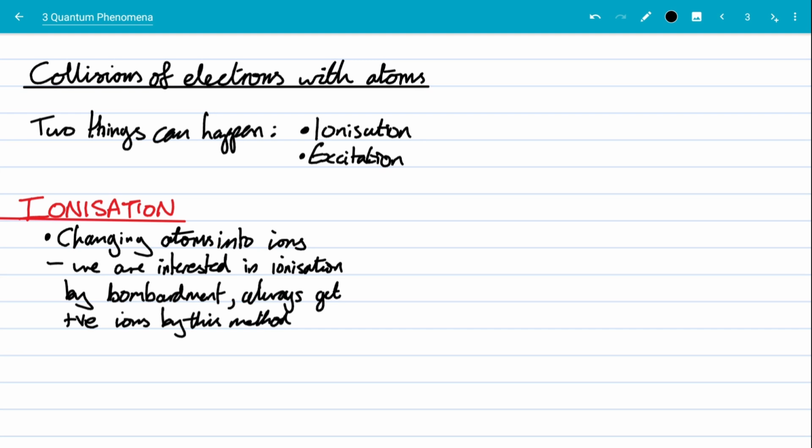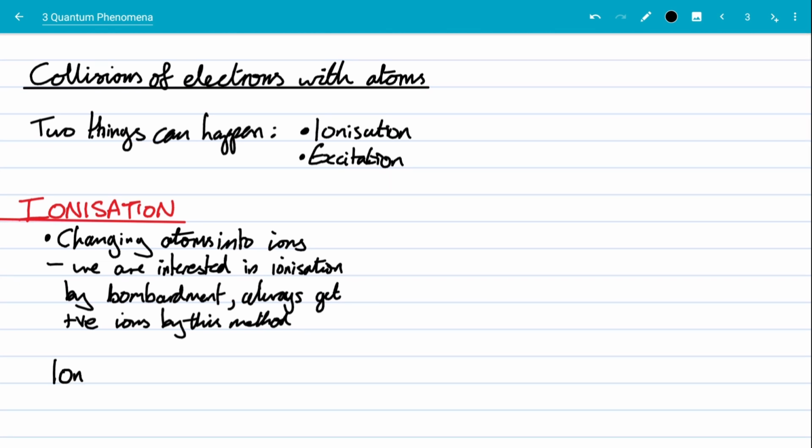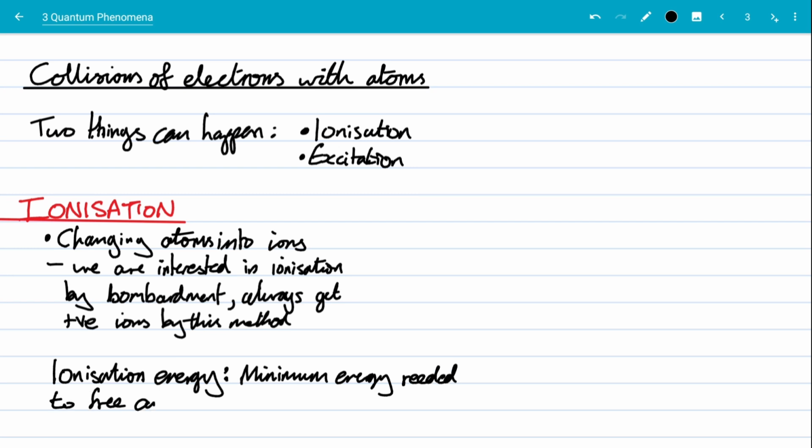There's a minimum energy that we are going to need. Now, this is where it gets a little bit complicated. We call it the ionization energy. So the ionization energy is the minimum energy needed. I'll make a note of this. Ionization energy is the minimum energy that we need to free an electron from the atom in the ground state.